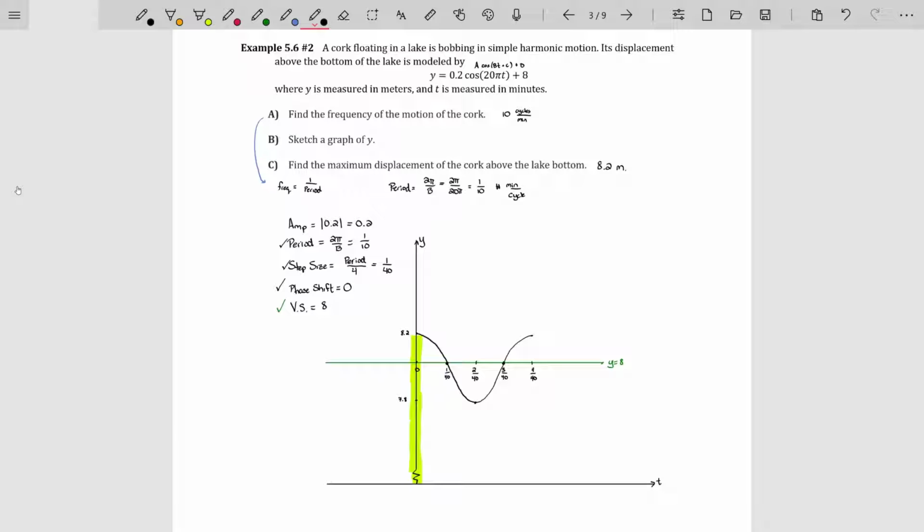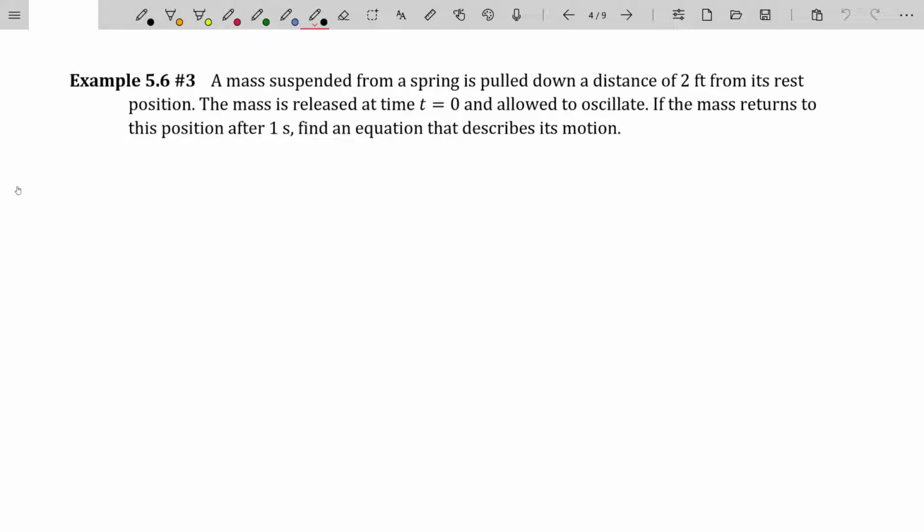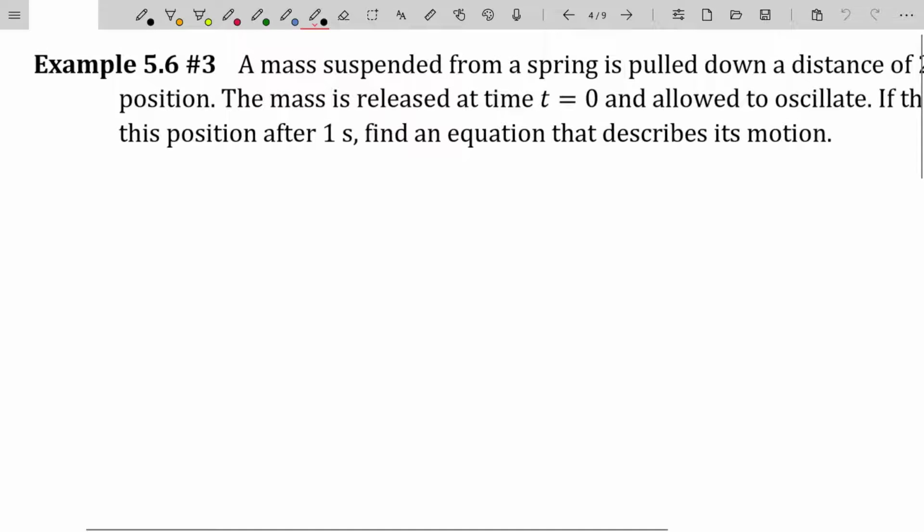And really, most students understand this. When they see this, they say, oh, you're just having me graph a regular cosine function or a sine function. And the statement in response to that is, yeah, that's exactly right. That's all we're really talking about. It's nothing new here. Our next example is going to have us work with a mass suspended from a spring. Same idea, actually, as the previous example.